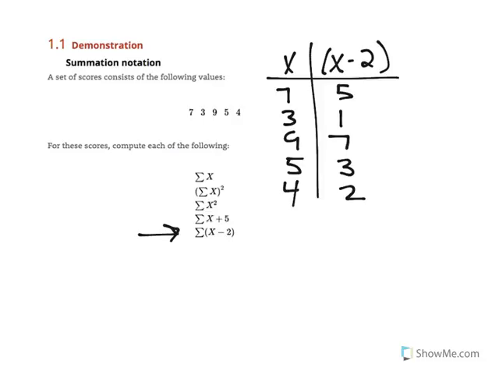So now if we want to solve for the sum of x minus 2, we would simply add these values, because we've already attended to what was in the parentheses, and now we're taking the summation of those values. So we would add 5 plus 1 plus 7 plus 3 plus 2, and we get a total equal to 18. And that concludes demonstration 1.1 for Unit 1, the summation notation.